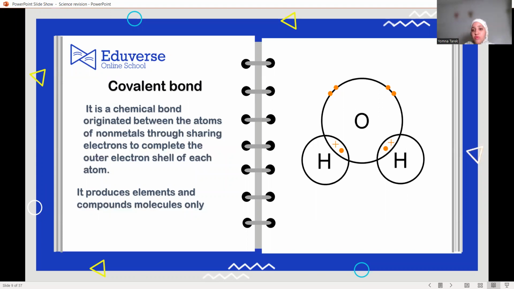Like for example, the hydrogen. Here in hydrogen, we have 1 electron here. So to make H2, we need here 2 hydrogen atoms.